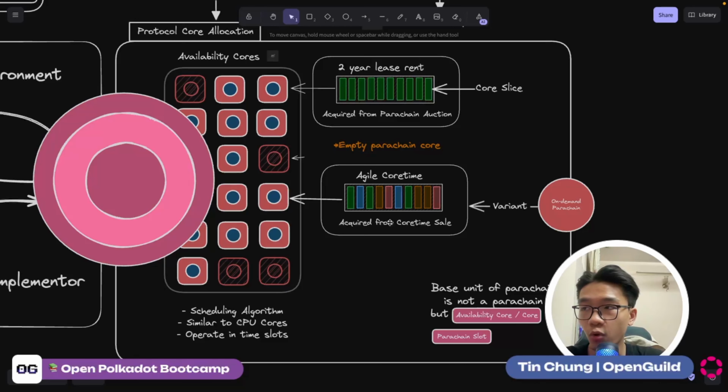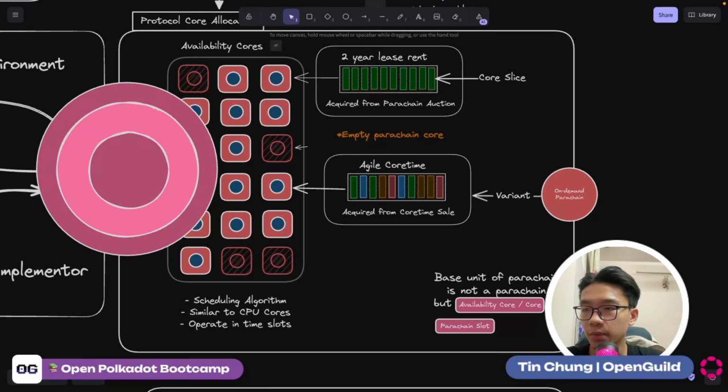This availability core is similar to a core in the CPU. They are scheduled in a round robin style, similar to the CPU cores, and operate in time slots. The core is the base unit of the parachain. The base unit of the parachain is not a parachain itself, but an availability core or the parachain slot. So under the parachain would be the execution core, the availability core. The parachain is gonna be assigned to this core.